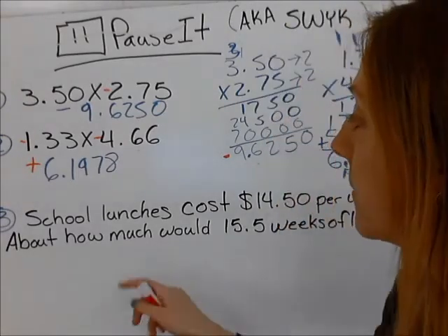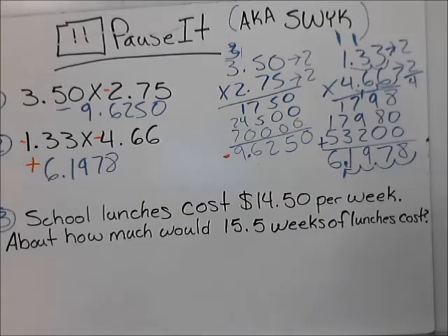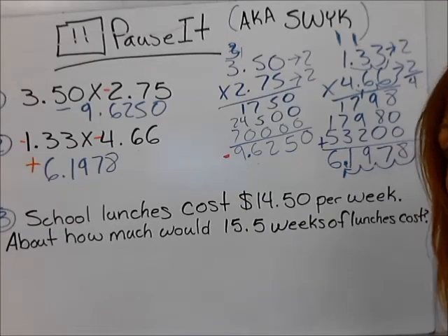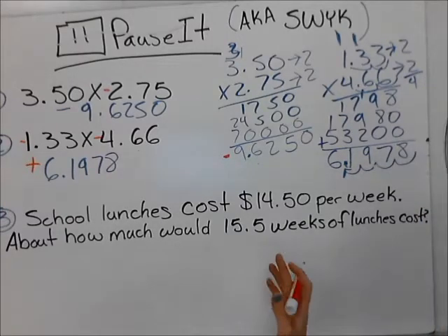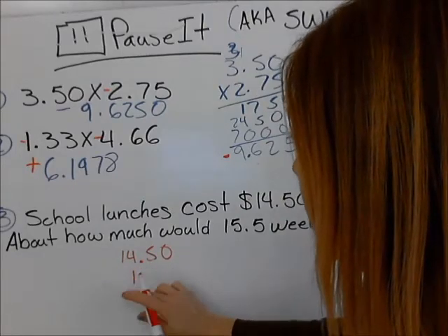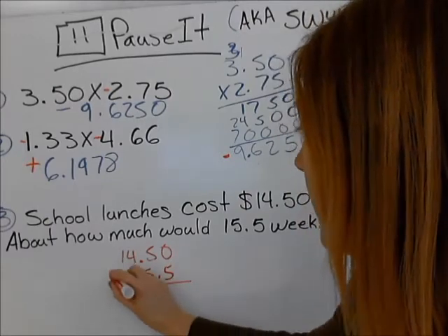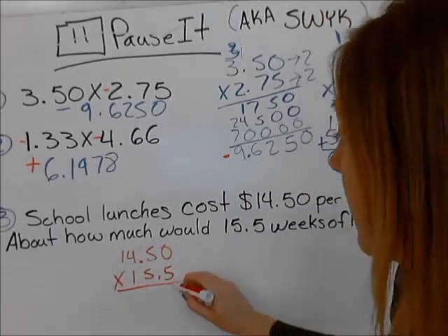It's not really necessary. All right, number 3, application. School lunches cost $14.50 per week. About how much would 15.5 weeks of lunches cost, or 15 5/10? Okay, so $14.50 is the cost, and I have 15.5 weeks. Let's multiply it and see what we come out with.